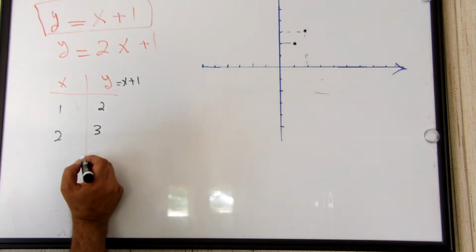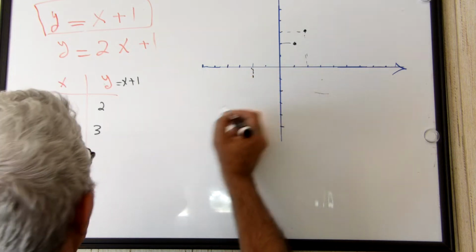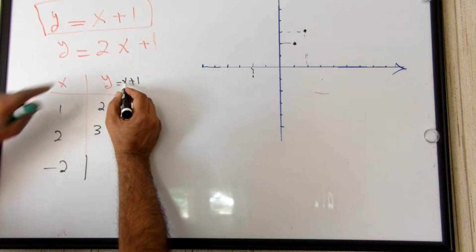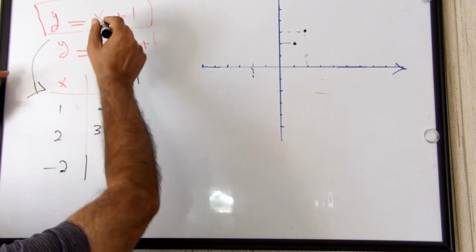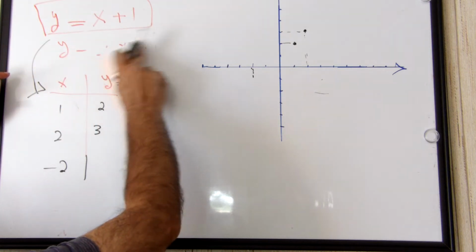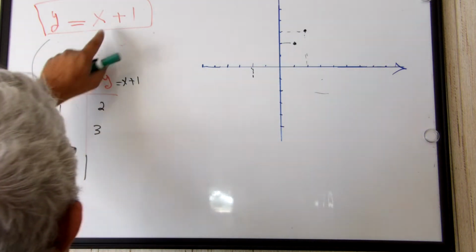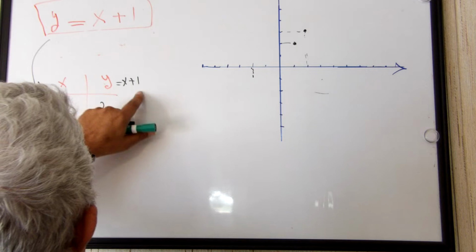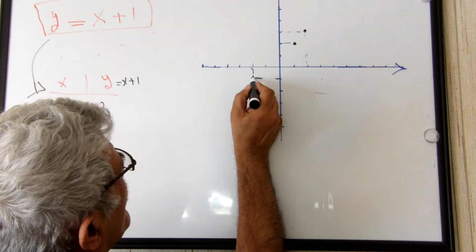Or give x minus 2. What's going to be there? You put minus 2 into this equation. Minus 2 plus 1 is going to be minus 1. So the point is minus 2, minus 1.